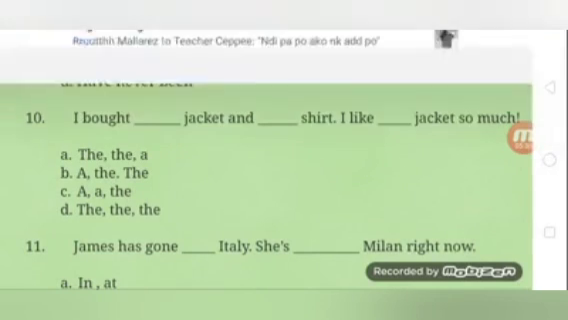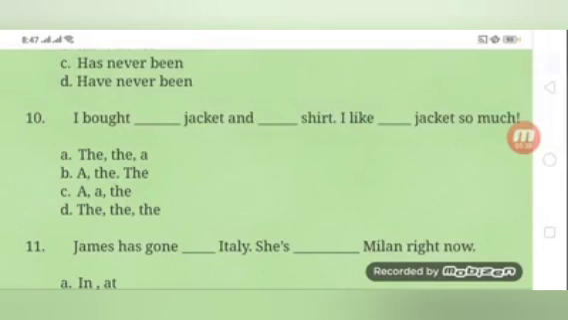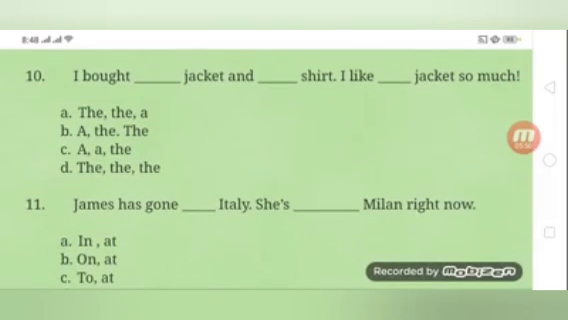I bought a jacket and a shirt. I like the jacket so much. The jacket in the second sentence, you're referring to the jacket you bought, which was already stated in the first sentence. So, here, the. So, that is letter C.